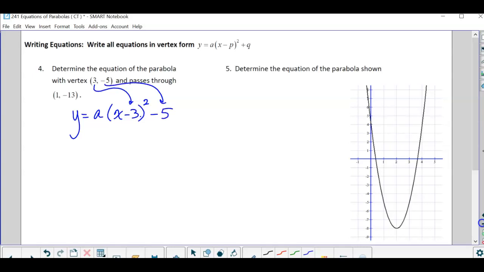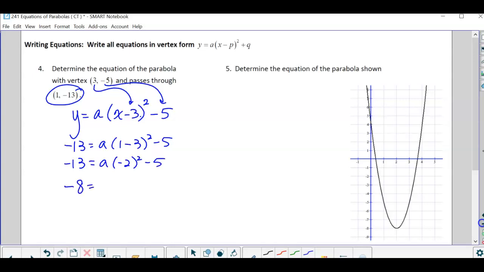So we've got most of it. Now, this point tells us that when x is 1, y has to be negative 13. So now we can substitute those values in. Okay, and then simplify. So when I bring the negative 5 over, it's going to be negative 8. That's going to be 4a. So a equals negative 2. And then just rewrite it.